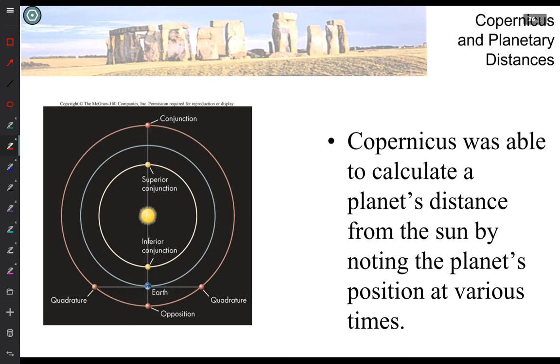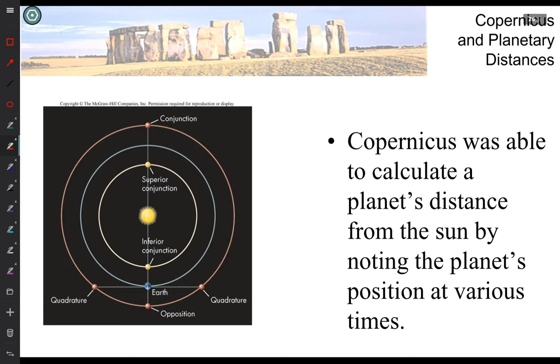Inferior planets can be between the sun and us, or they can be on the other side of the sun. And so that's where we have inferior and superior conjunctions. The inferior conjunction is when the planet is between us and the sun. Superior is when it's us, sun, and the planet. But remember, inferior and superior conjunctions only apply to inferior planets. So we have to know what an inferior planet is for that to even make sense.